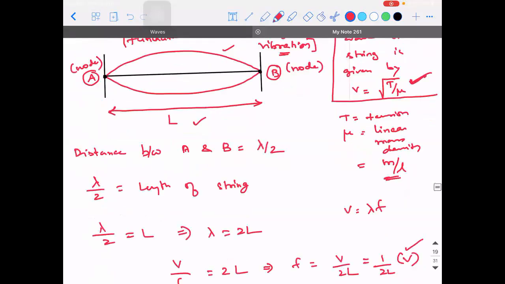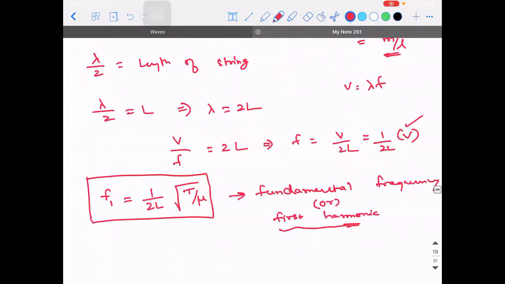Okay. So what is the fundamental frequency or the first harmonic? It is 1 by 2L into root of T by mu. In terms of music, they also call it the fundamental note. Frequency is nothing but a note. Note is a musical term. Frequency is a physics term. That's it.